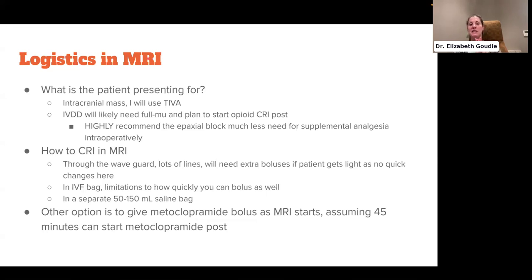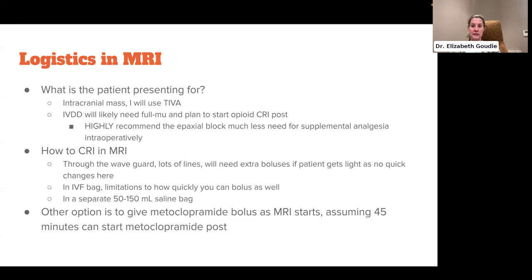And then for my IVDDs, and I know this is not necessarily having to do with MRI, I have found a huge difference for any of you who are doing epaxial blocks. A neurologist actually asked me if I knew about them, and I hadn't heard about it. Then I read the paper and I was sold. I've started doing this. And if they're really crazy, I will give them an extra dose of trazodone rectally before they wake up. And these patients are just so comfortable.